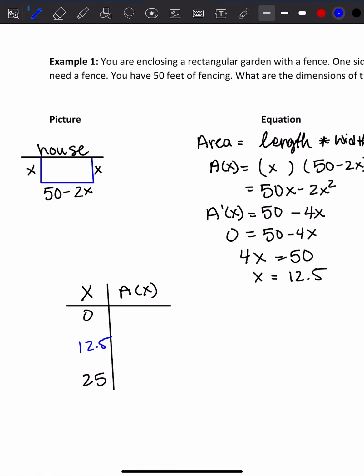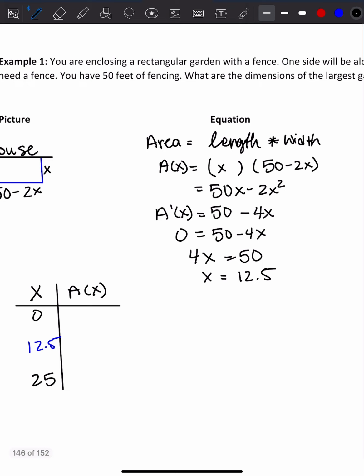Then we're going to take these values and plug them back into our A of x equation, either one. I'm going to plug the endpoints into that first one, that factored form, this one right here. 0 times 50 is 0. And then we have 25 times 50 minus 2 times 25. Well, 50 minus 2 times 25 is 0, so 25 times 0 is 0. So I know that those are going to be the smallest that we can possibly have.